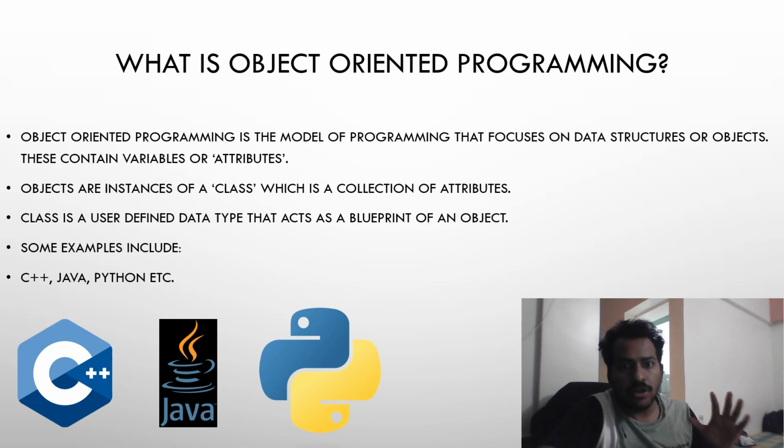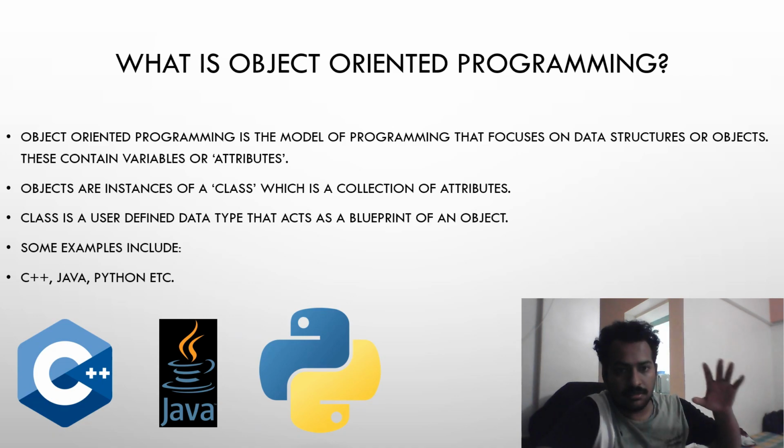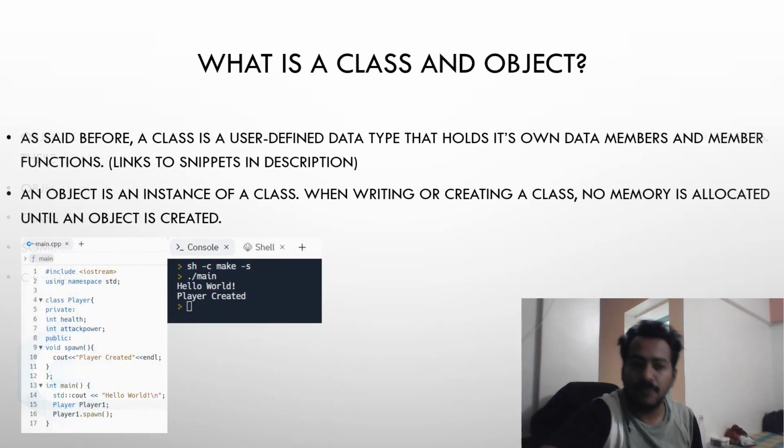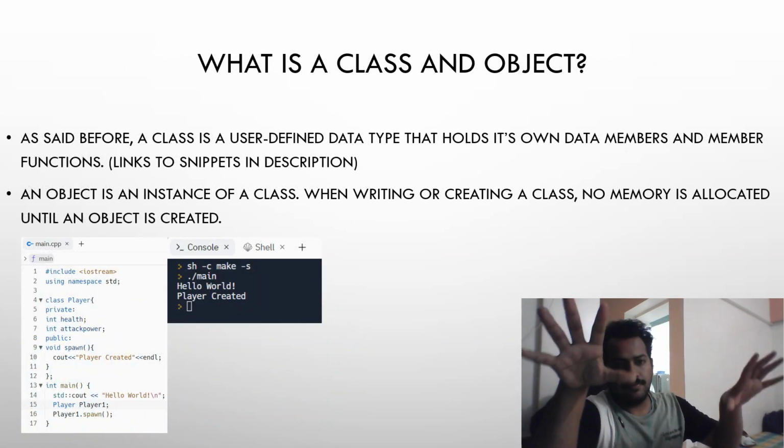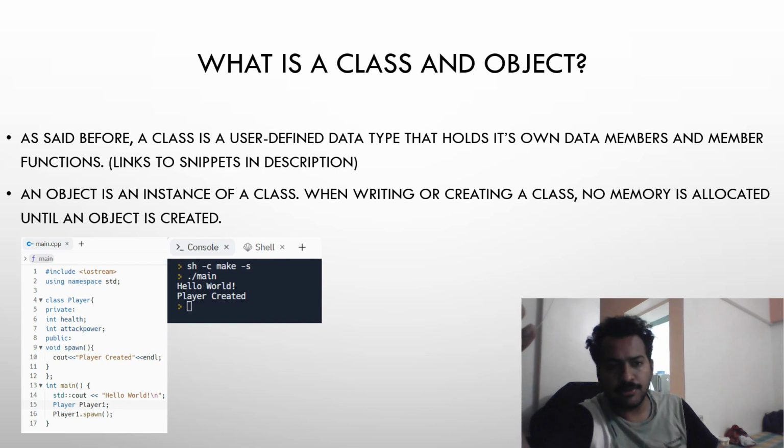Object-oriented programming is the model of programming that focuses on data structures or objects. These data structures contain variables, which are called attributes. Okay. Now we've heard about what object-oriented programming is.